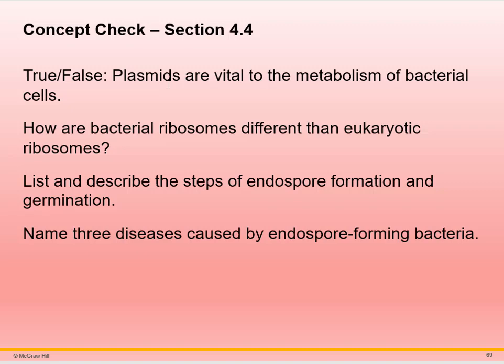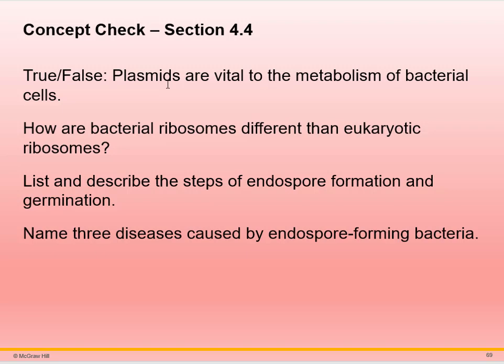So how are bacterial ribosomes different than eukaryotic ribosomes? Bacterial ribosomes are 70S with a 50S and 30S subunit. The eukaryotic ribosomes are 80S, and they have a 60S and a 40S subunit. So they're different sizes, and that means that they're also different shapes.